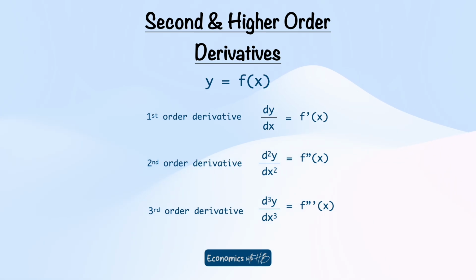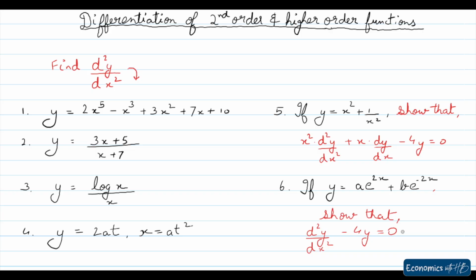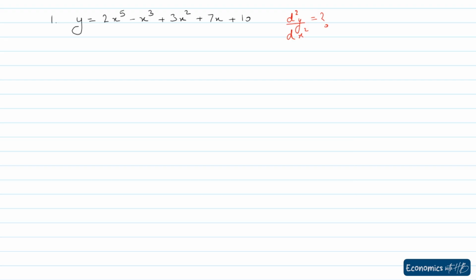Let's solve some questions on second order derivatives now to understand better. These are the questions that we'll try to attempt today. Let's start with the first one. y is equal to 2x to the power 5 minus x cube plus 3x square plus 7x plus 10. Find the second order derivative of this particular function, that is d2y by dx square we need to find.